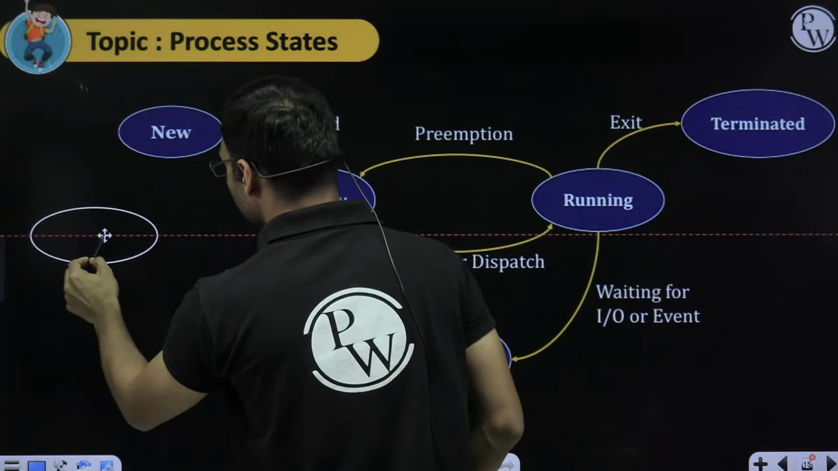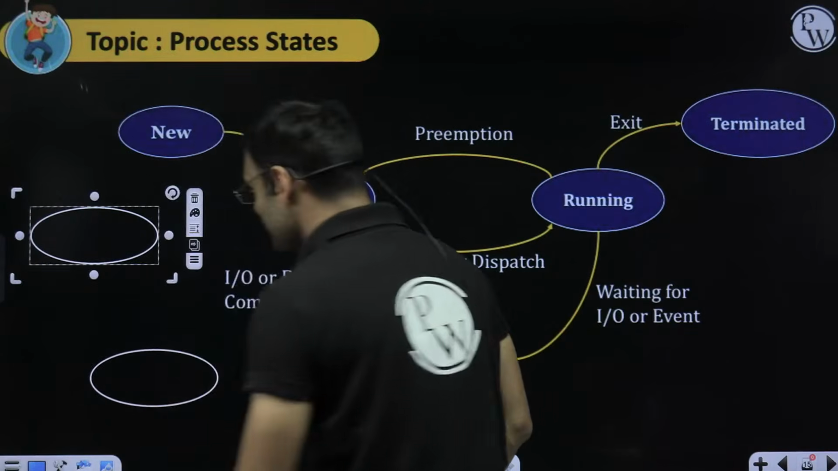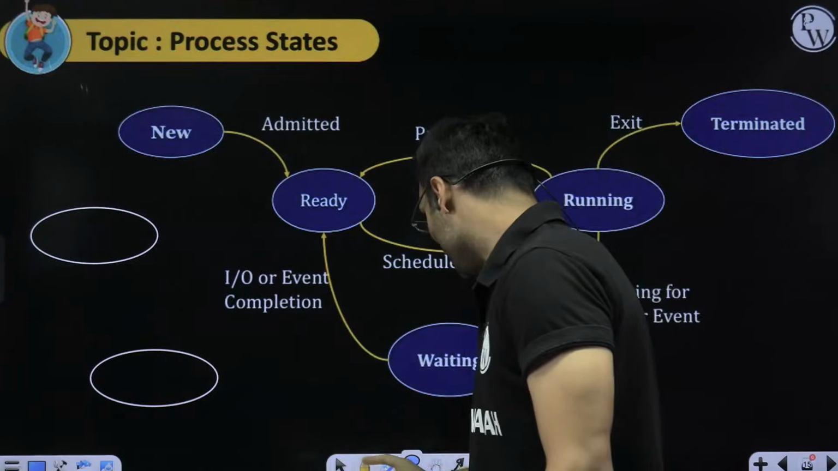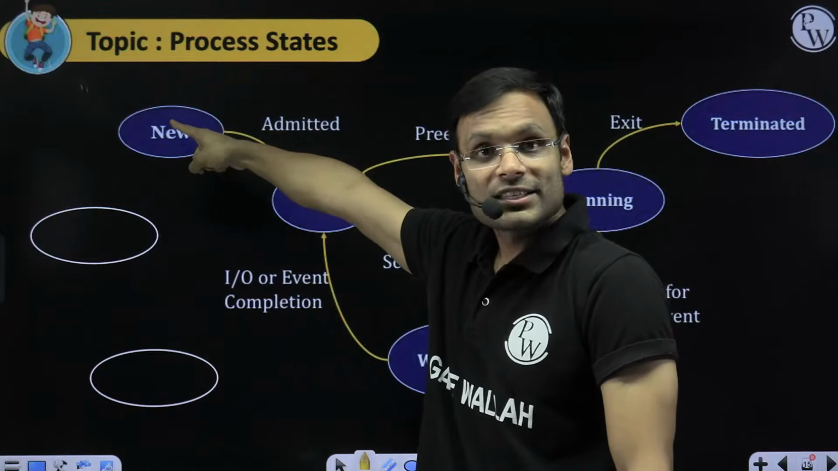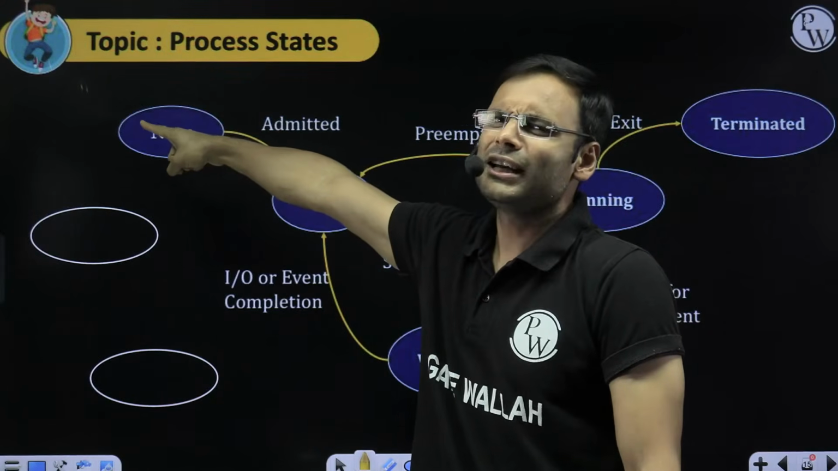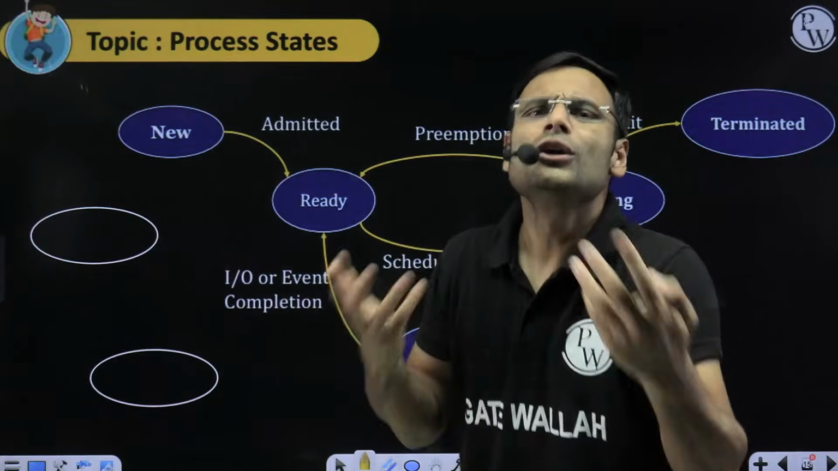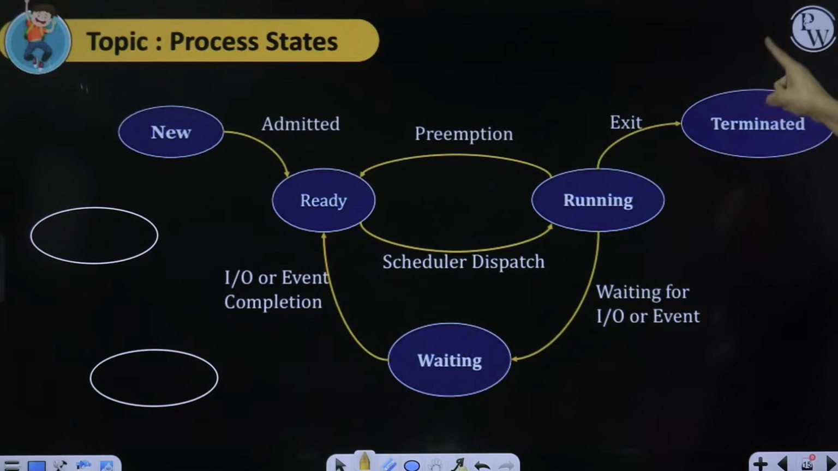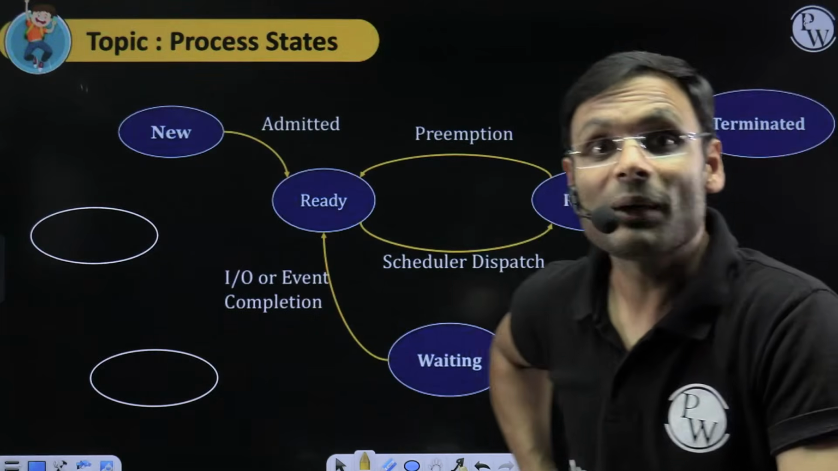Two new states I'll have to add. Why two? Just because a process which is in main memory only can be swapped out. Now you tell me, by this class only I explained, if a process is in new state, is it present in main memory? No. If not in main memory, can it be swapped out? No. A process in terminated state in main memory? No. Can it be swapped out? No. A process is in running state. Can you swap it out?